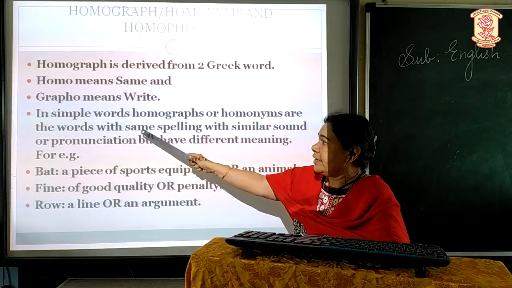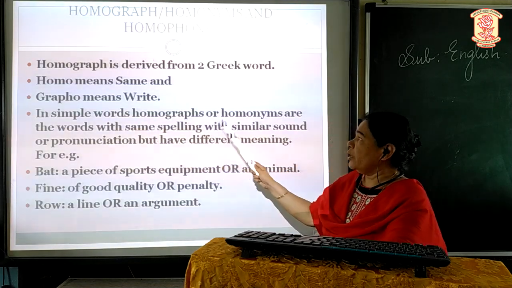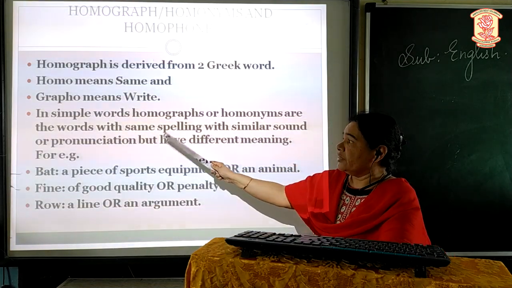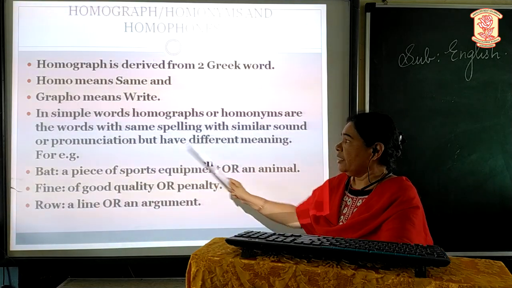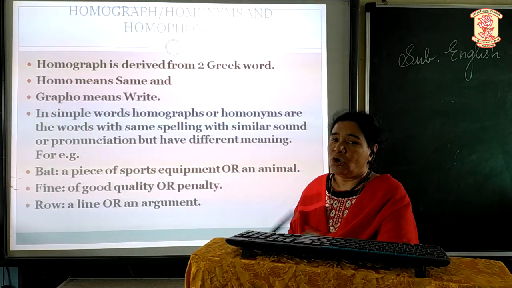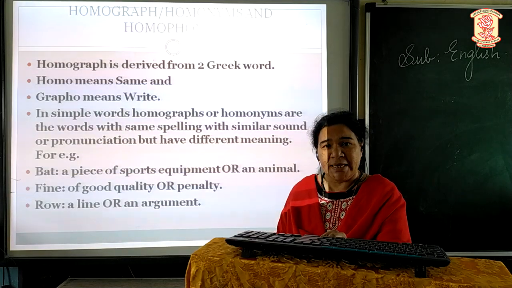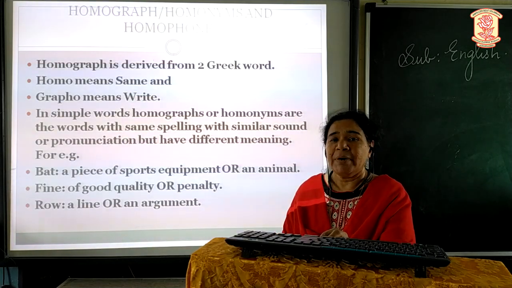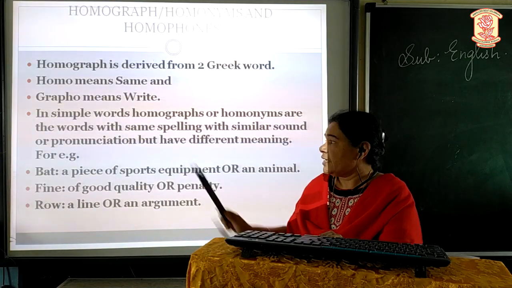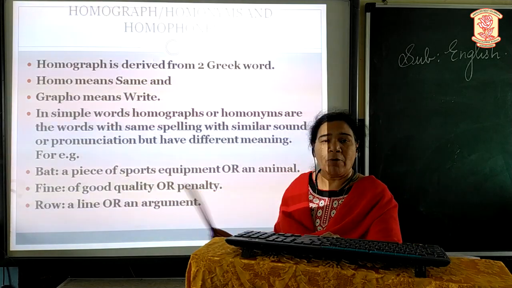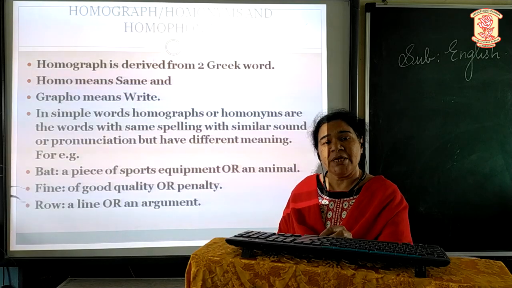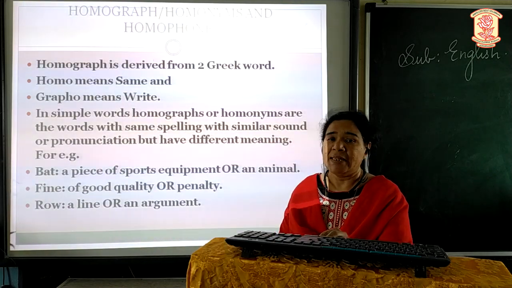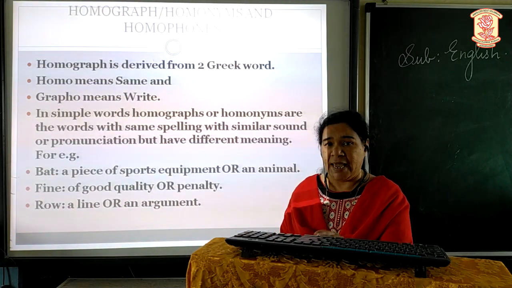In simple words, homograph or homonym are the words with same spelling, with similar sound or pronunciation, but have different meaning. So homographs have same spelling, same pronunciation, but the meaning is different. Example, bat. Now bat, what is bat? You use for playing cricket. It is a piece of sport instrument. And the other meaning of bat, it is an animal.